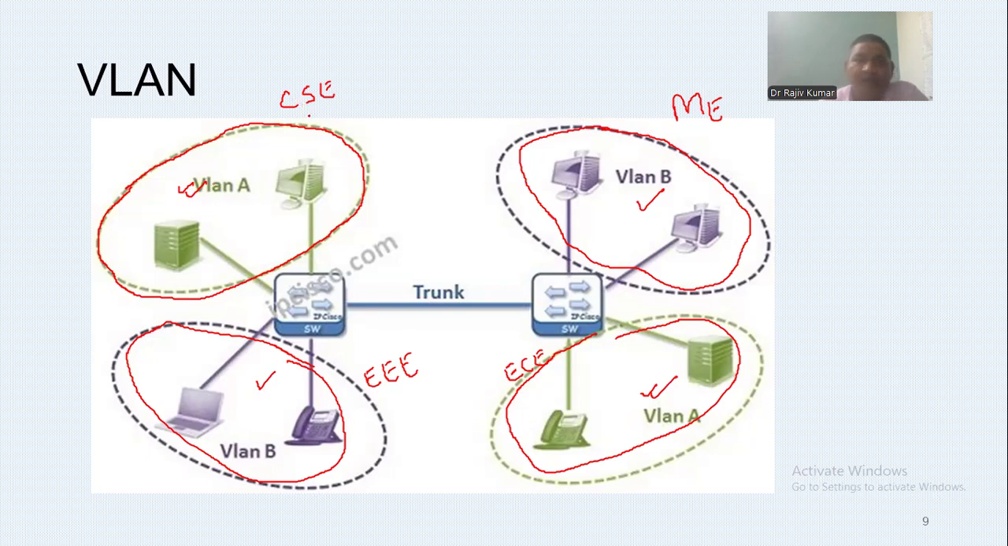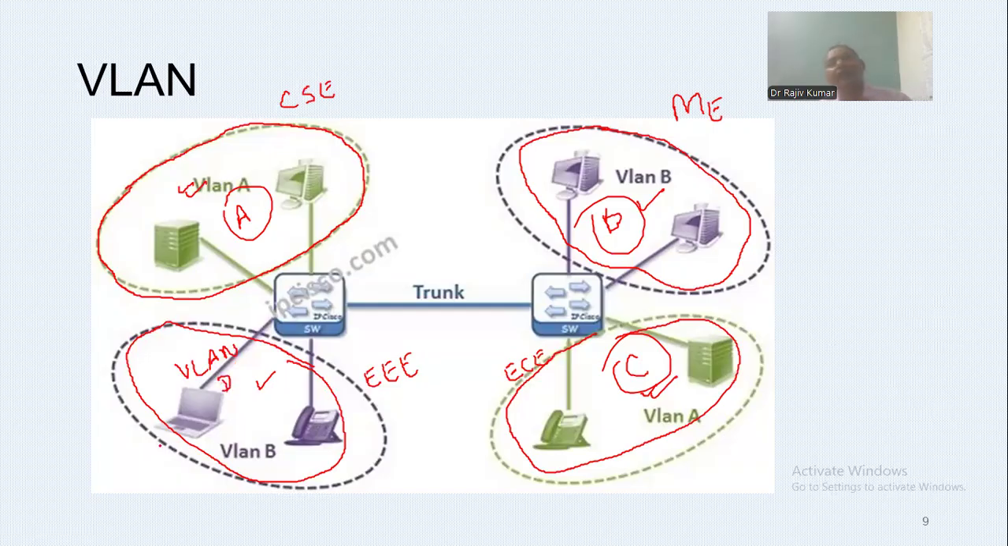We may say that CSE department and ECE department are connected to virtual LAN A, whereas EEE department and ME department are connected to virtual LAN B. They both belong to the same virtual LAN. We may configure this one as virtual LAN A, this as B, this as virtual LAN C, and this as virtual LAN D. So they all belong to different virtual LANs as well. Depending on your configuration, you can change the LAN. Basically, it is part of the LAN, but virtually they are different.